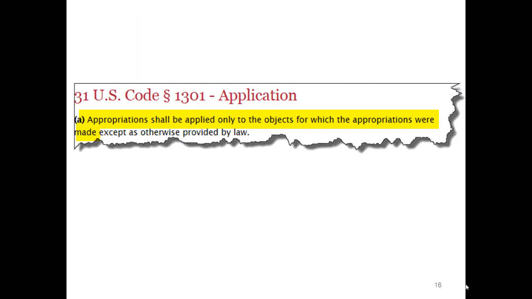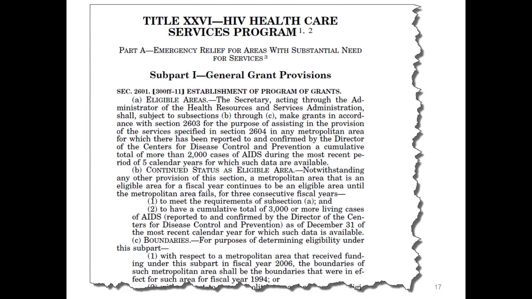Okay, so now we know the rule. But how does Congress let us know what they intended the funds to be spent for? Well, there are several ways. First of all, Congress passes authorizing legislation. Congress passes laws establishing programs and authorizing legislation. In these laws, Congress tells the executive branch the purposes for which the appropriations are to be spent.